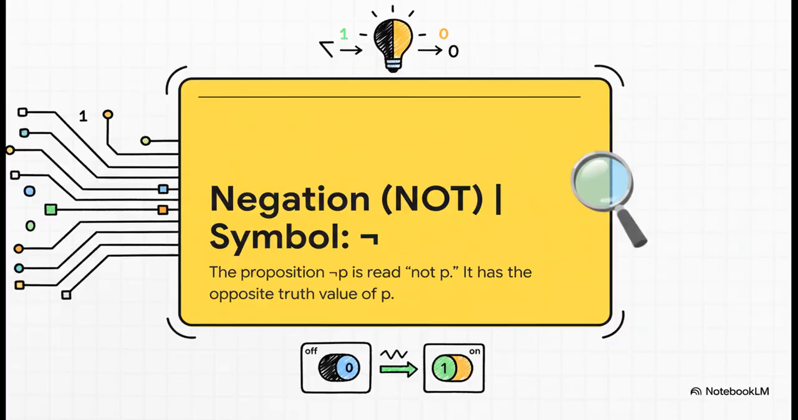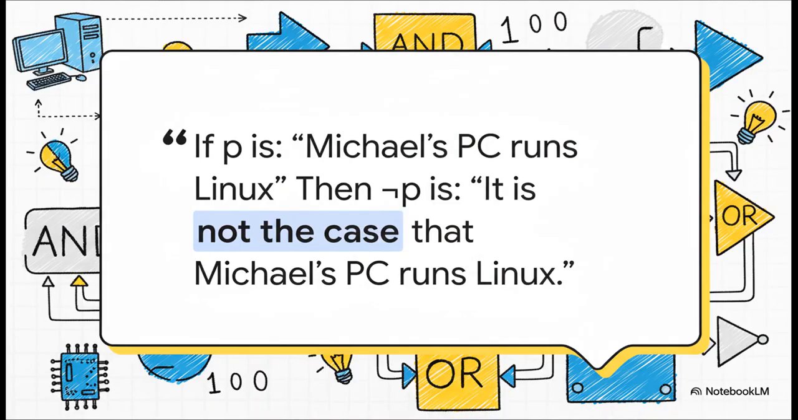Simple as that. For example, if our proposition, let's call it P, is "Michael's PC runs Linux," then not P is just, "It is not the case that Michael's PC runs Linux." Or, more naturally, "Michael's PC doesn't run Linux." It's a really straightforward flip.